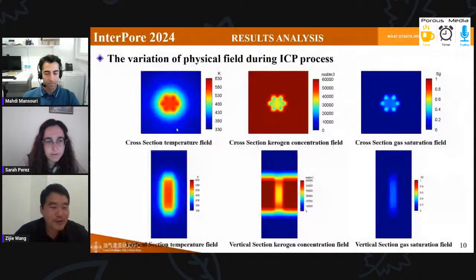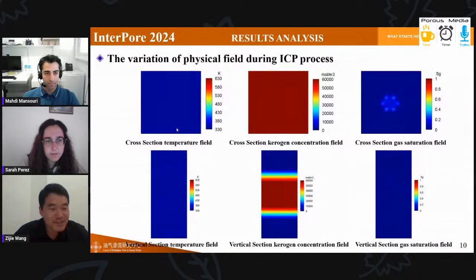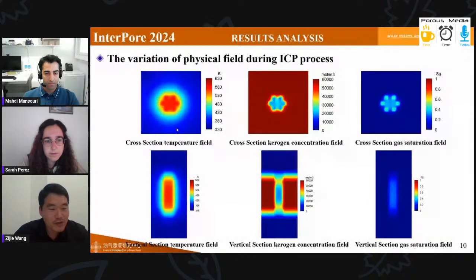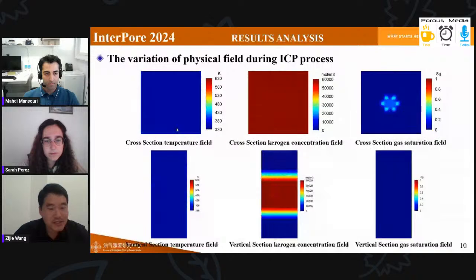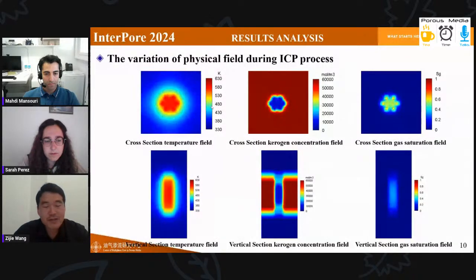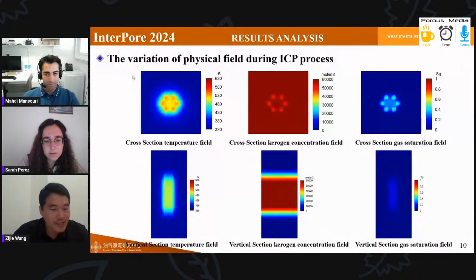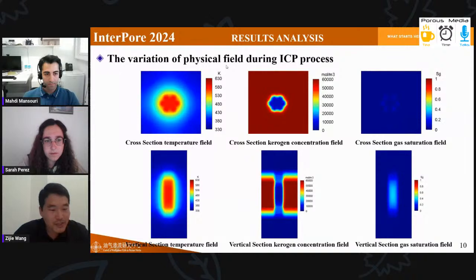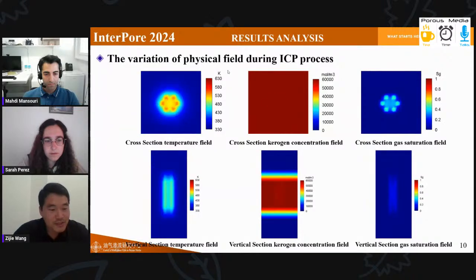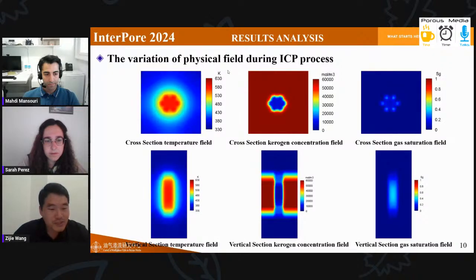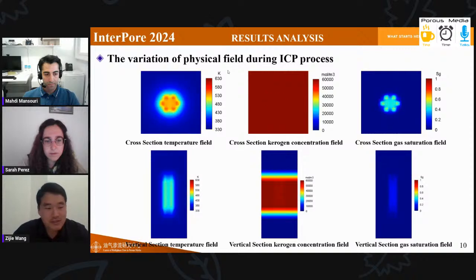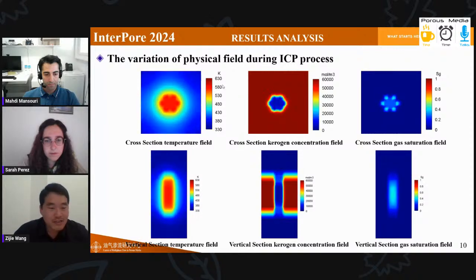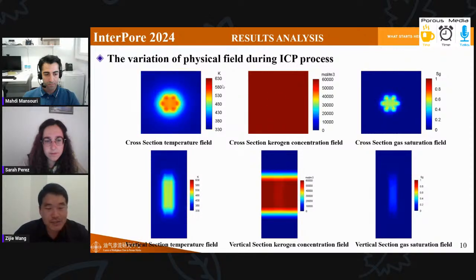From the physical variation patterns, we can see that during SAP, the overall temperature within the heating zone reaches above 580 Kelvin, and the corrosion pyrolyzes rapidly. Solid organic matter is fully consumed. As the temperature increases, the hydrocarbon cracking occurs and the gas saturation increases.